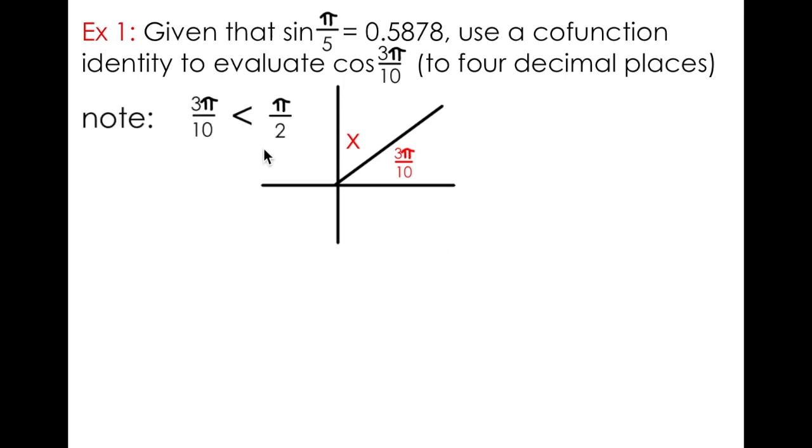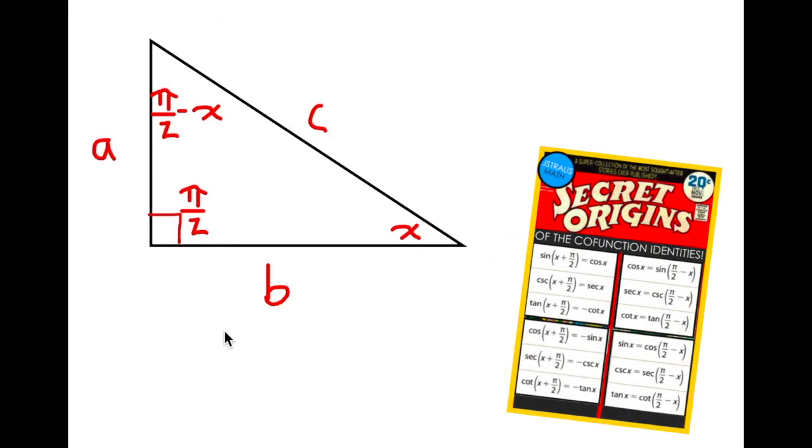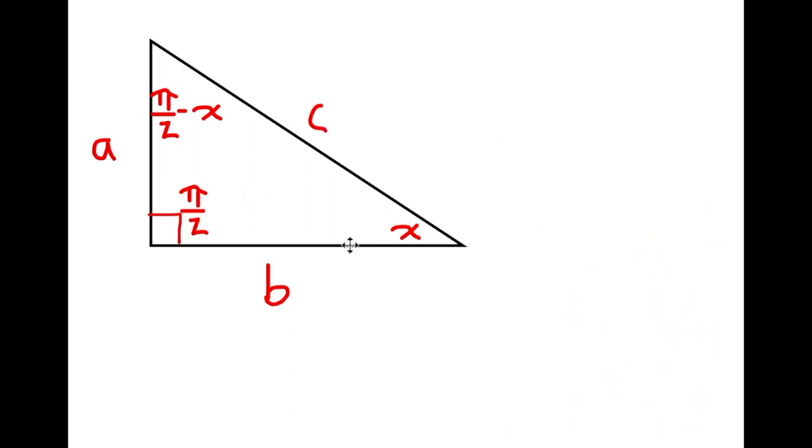From this diagram, and using my understanding of fractions, I know that 3 pi over 10 is less than pi over 2. Think about pi over 2 as 5 pi over 10. 3 pi over 10 must be less than 5 pi over 10. I know that 3 pi over 10 plus some angle must give me a right angle, or pi over 2. So we can write 3 pi over 10 as a difference between pi over 2 and some angle. We'll call that x. In the last video I did, I used this triangle to prove a few of the cofunction identities. I'm going to use this triangle again to help you understand how we're going to approach this problem.